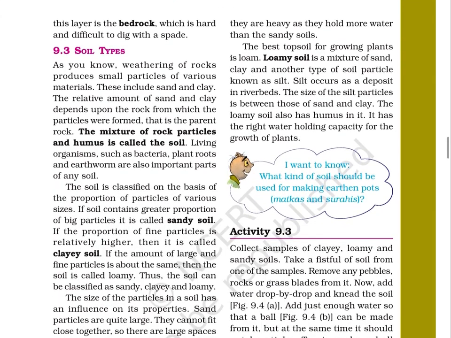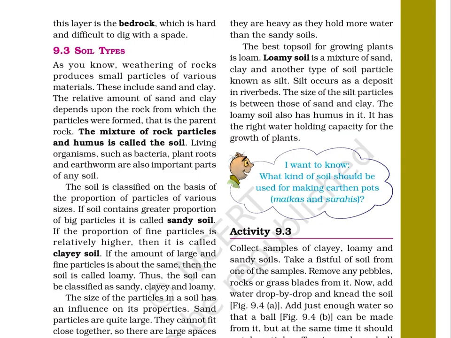9.3 Soil Types. As you know, weathering of rocks produces small particles of various materials. These include sand and clay. The relative amount of sand and clay depends upon the rock from which the particles were formed, that is, the parent rock. The mixture of rock particles and humus is called the soil. Living organisms such as bacteria, plant roots, and earthworms are also important parts of any soil.